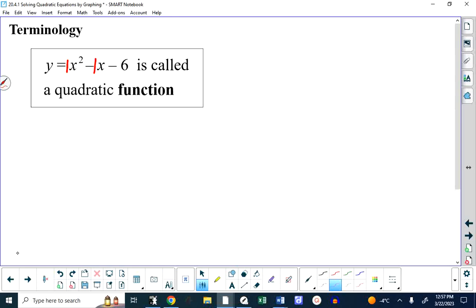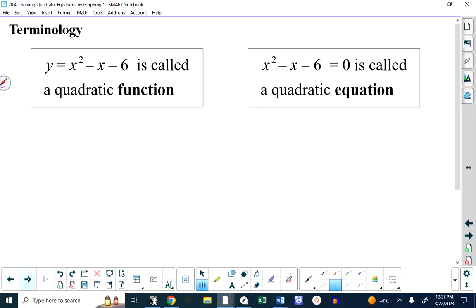Okay? However, this is called a quadratic equation. And I've chosen an example here for an equation that kind of parallels the example I have for a function. They both contain the quadratic polynomial or quadratic expression x squared minus x minus 6. They both have that quadratic expression in it. But because in one, the one on the right, it's equal to 0, it's an equation, and there are values of x that make it true. Maybe there's one value of x that makes it true, maybe there's two values of x that make it true, or maybe there aren't any values of x that make it true. On the other hand, the one on the left is called a quadratic function.